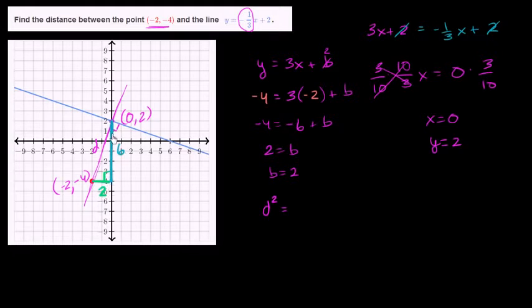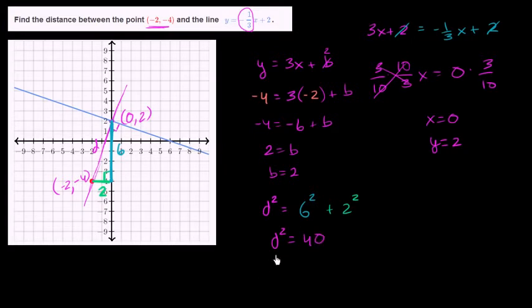But that's just the Pythagorean theorem. That's just saying 6 squared, plus x2 minus x1, which is 0 minus negative 2, which is positive 2, squared, is going to be equal to the distance squared. But we see that's just the Pythagorean theorem. But anyway, let's solve for the distance. So the distance squared is going to be equal to 36 plus 4, which is 40.